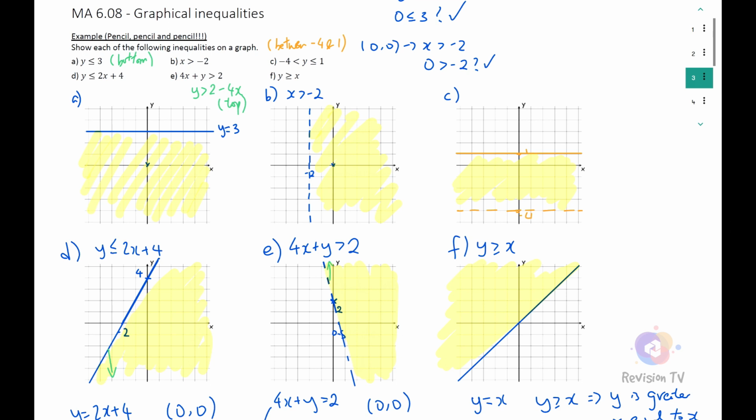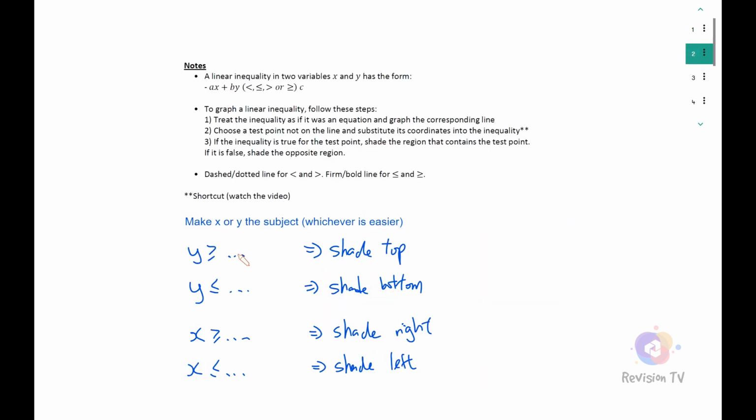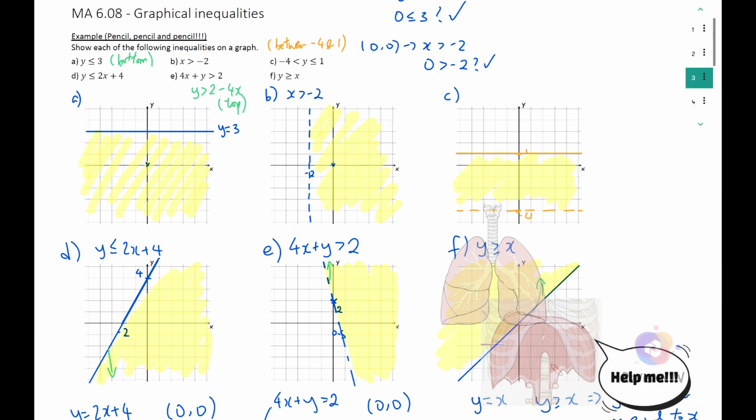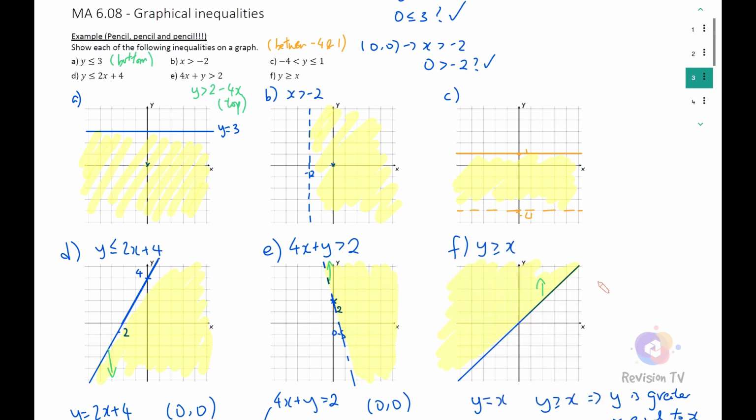Okay. And then F, y is greater equals to x. So y is greater equal to, we don't care what's on the right side, as long as y is the subject. Y greater equals to, shade top. So the top part is here. It's like a diaphragm in your lungs, right? So that's your diaphragm. That's your lung. The diaphragm is always being pushed below the lungs. Poor diaphragm. Right. So I hope you understand the shortcut.